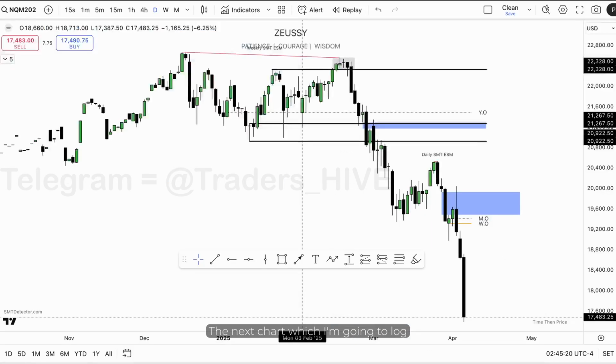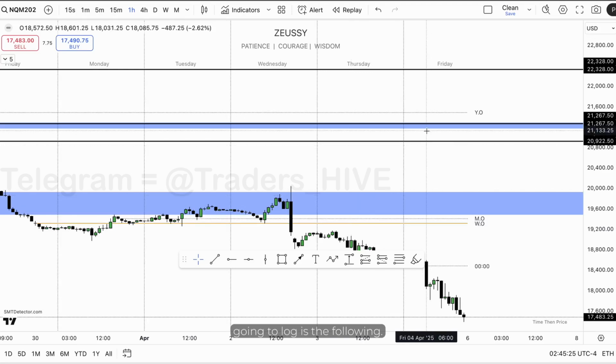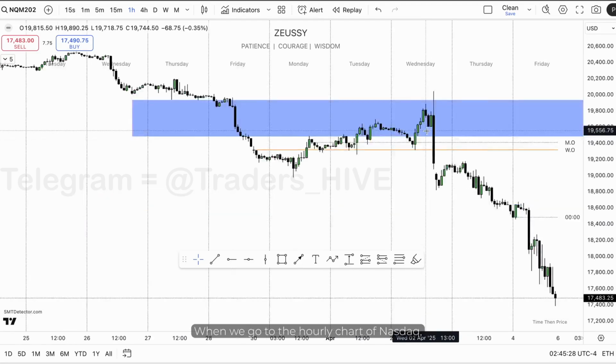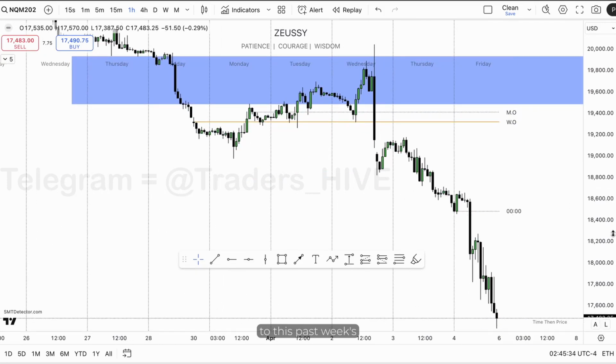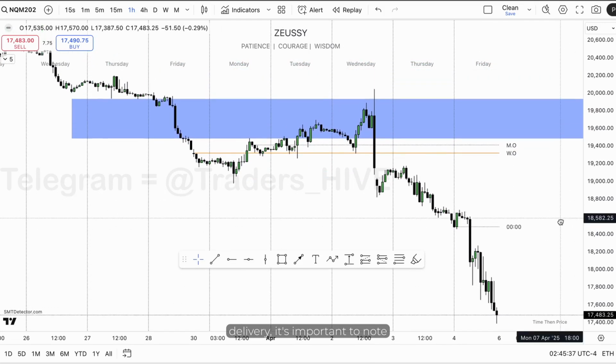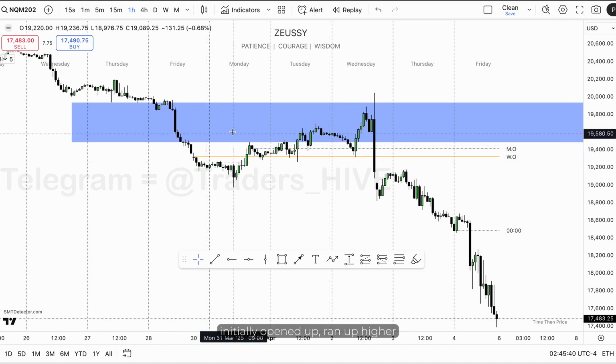The next chart which I'm going to log is the hourly chart of Nasdaq. When we go to the hourly chart of Nasdaq, what I would like you to see is that when we pay attention to this past week's delivery, it's important to note that we have seen a trending week where the market initially opened up, ran up higher, and eventually it began rolling over. When we pay attention to this week, I would like you to understand that literally every single swing point right here was absolutely algorithmically driven, meaning every single swing point was anticipated. And that right there is something which I want to show to you.